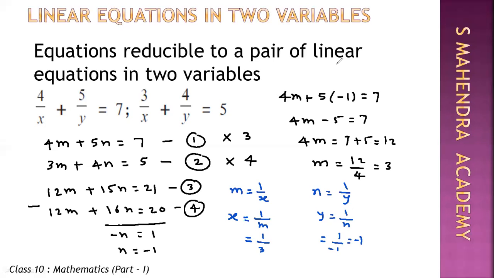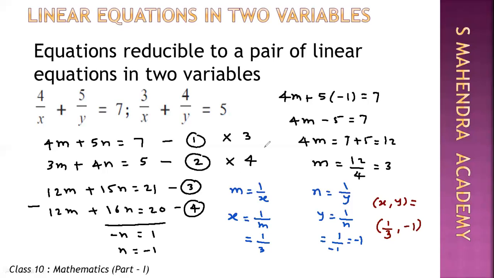So the solution for the simultaneous linear equation will be x and y equal to 1 upon 3 and minus 1. So in this way we can convert the non-linear equations into linear equations by reducing them.